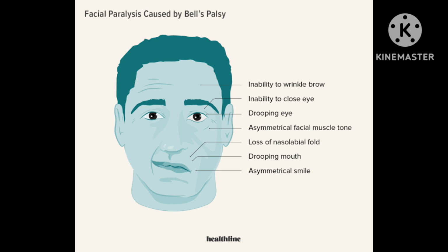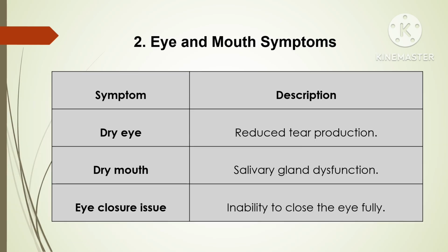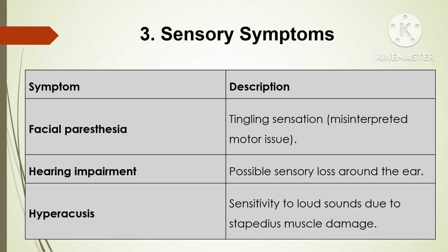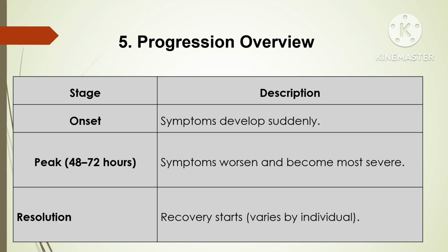Other eye and mouth symptoms include dry eyes because of reduced tear production, dry mouth due to affected salivary glands, and patients often report difficulty in keeping the eye closed completely. Hearing may be affected and sounds may seem louder or uncomfortable, known as hyperacusis. Pain may occur around the ear on the same side. The ability to taste food may reduce or change because of the nerve involvement. Regarding the progression and recovery of Bell's palsy, symptoms worsen quickly but may improve with time. The recovery period varies depending on the severity of nerve damage.